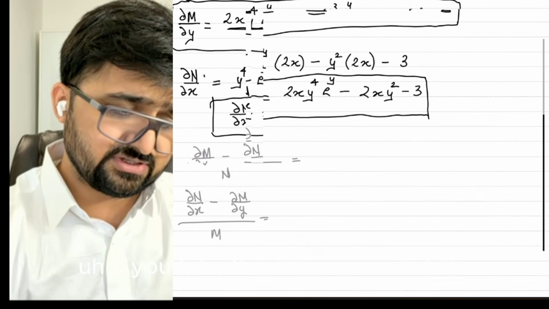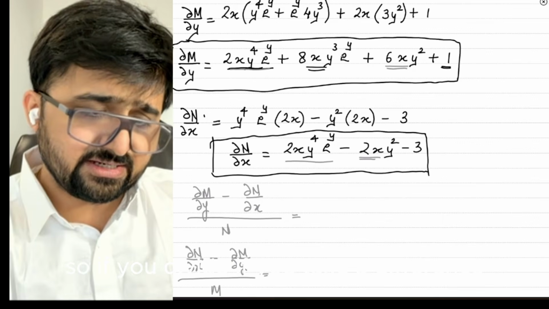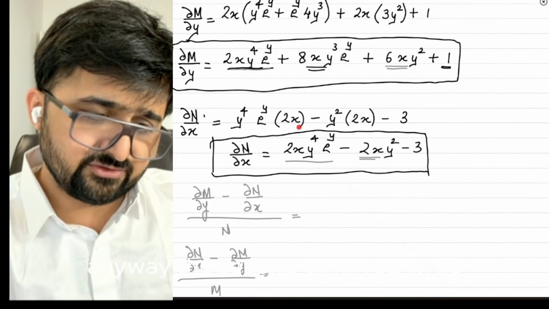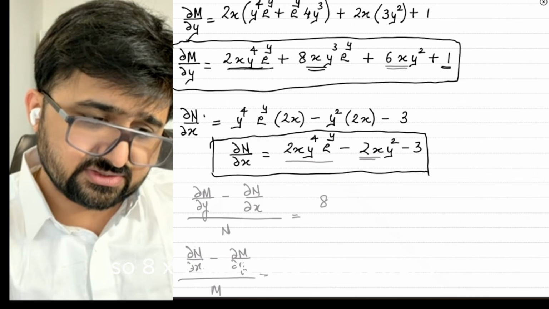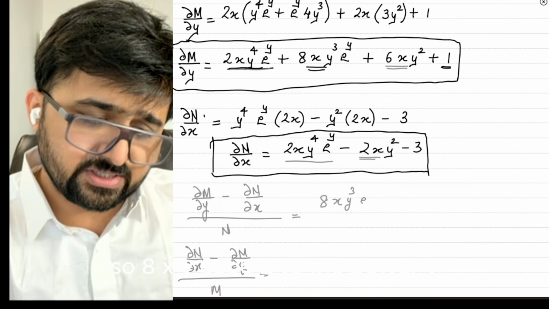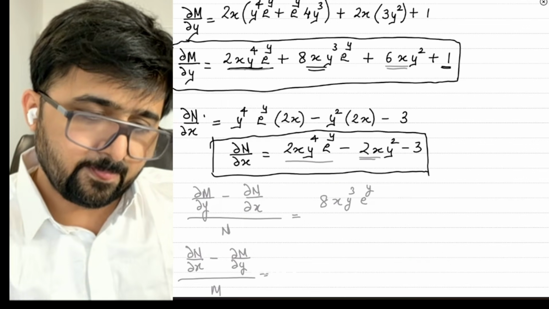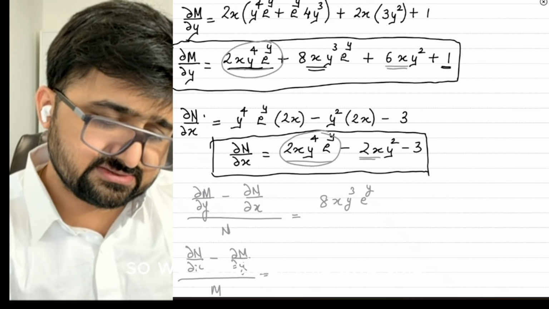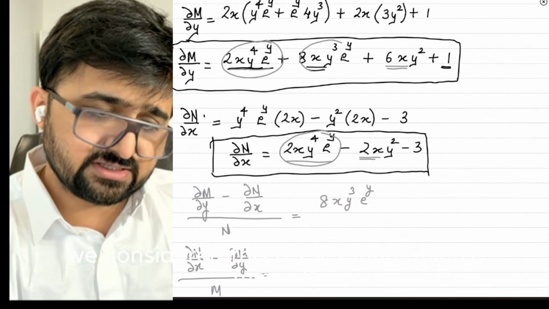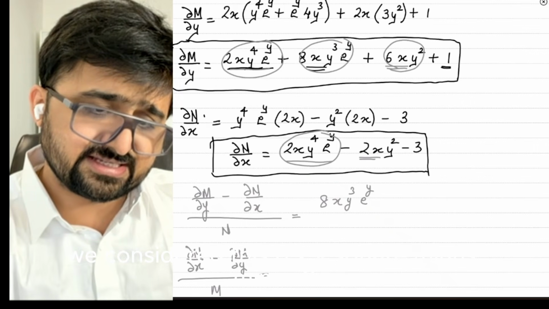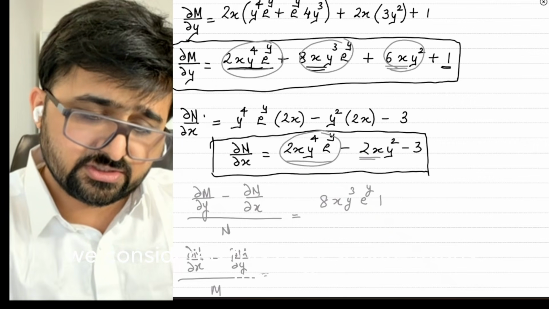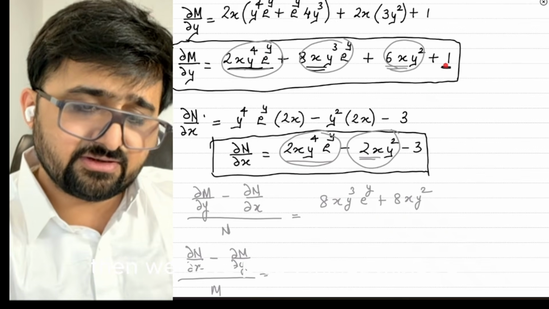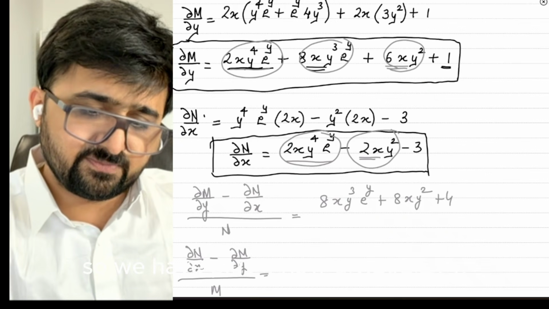If you take the difference of delta, the first term and the second term will get cancelled anyway. The second term you write is 8xy cube e to the power y. I'll just circle whatever is done. So we considered this and this. Then we have this. We considered this 6xy square minus 2. So we have plus 8xy square. Then we have plus 1 minus 3, so we have plus 4.